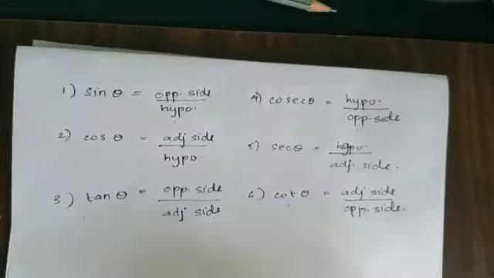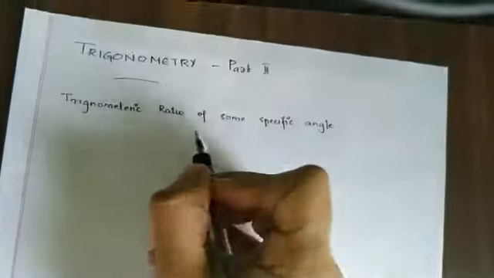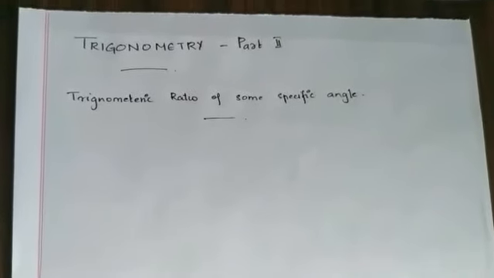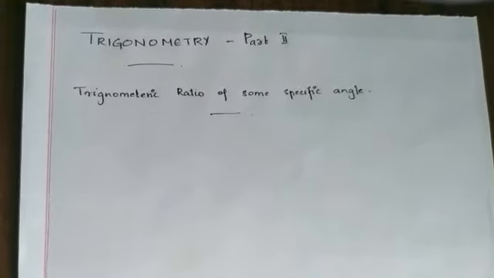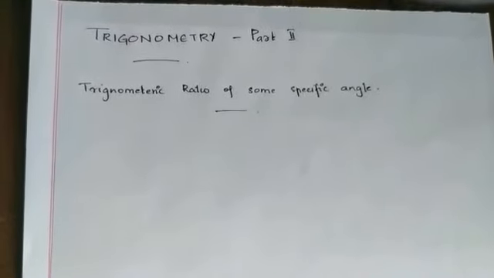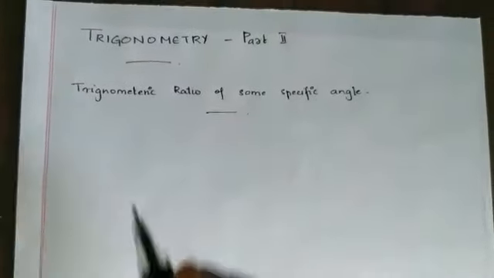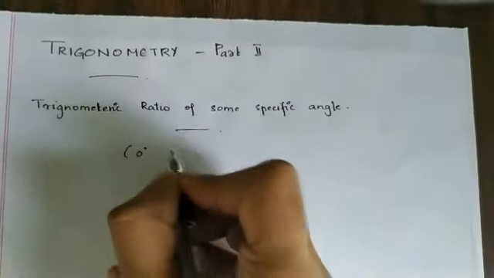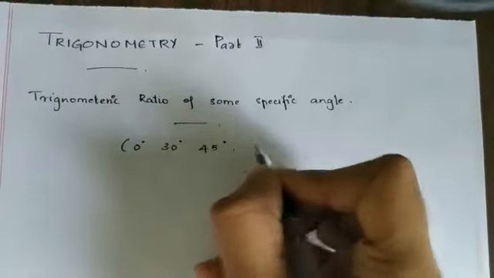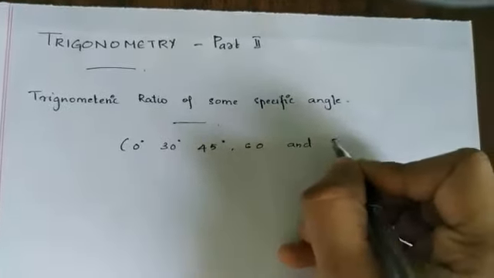Now, let us see trigonometric ratios of some specific angles. In this section, we shall find the trigonometric ratios of some standard angles by using some elementary knowledge of geometry. The standard angles are 0 degree, 30 degree, 45 degree, 60 degree and 90 degree.